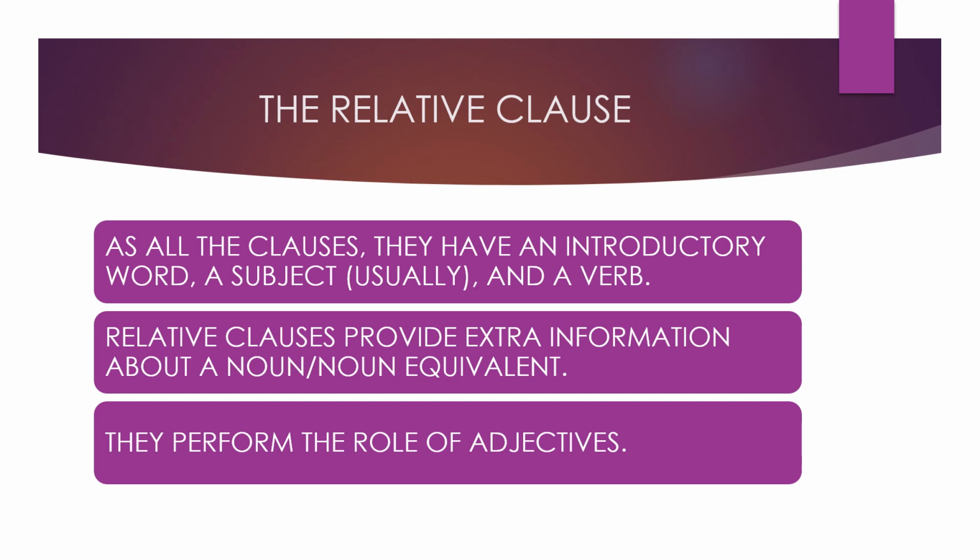Relative clauses give extra information about a noun or a noun equivalent. A noun equivalent can be a pronoun. A noun equivalent can also be a noun clause. So if they provide extra information about a noun, we know that the role they perform is that of adjectives. For this reason, some time ago, relative clauses were also called adjective clauses. This is not very common anymore, however.